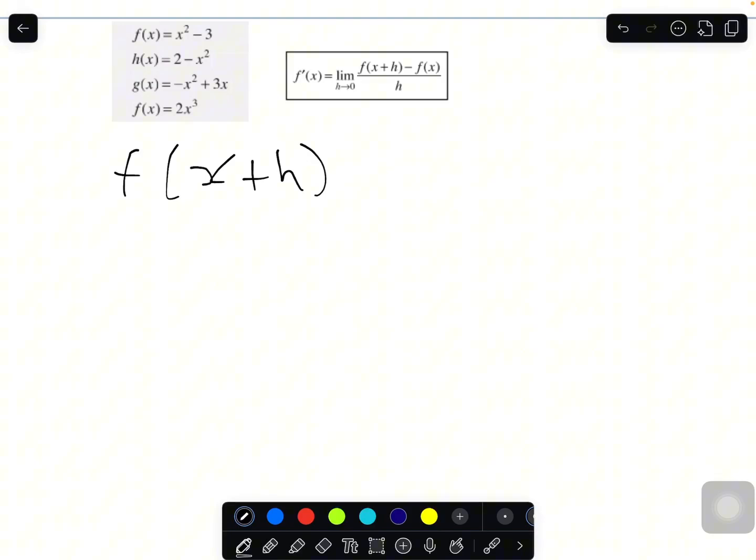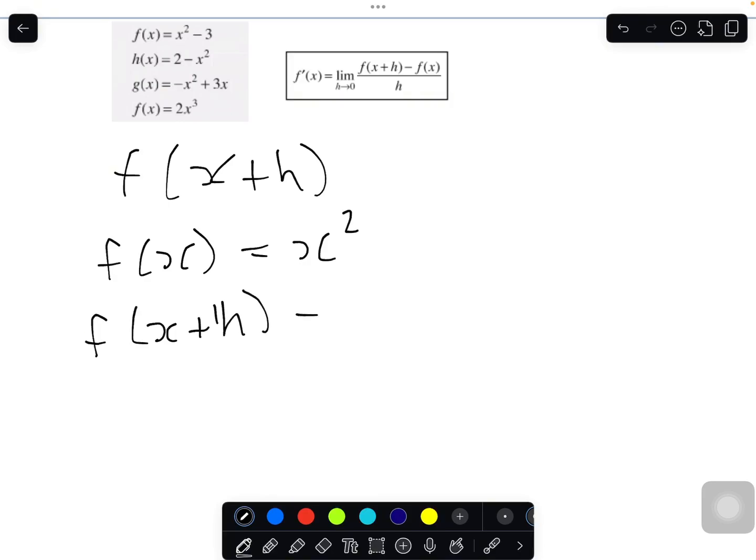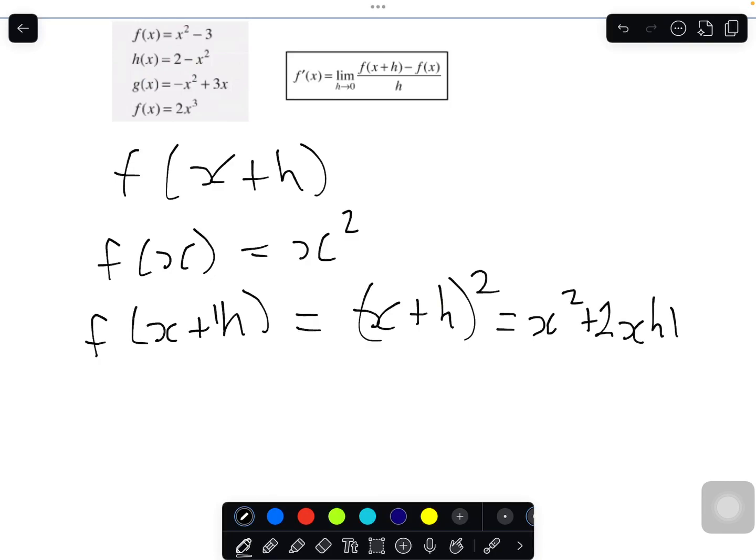Okay, so let's take a function like f of x, and we'll say f of x is x squared. So if I went f of x plus h, whatever is happening to x, like in this case x is being squared, that needs to happen to h as well. So I'll add the h to this x and I'm going to square it. You'll then square this and it'll become x squared plus 2xh plus h squared. Okay, makes sense.